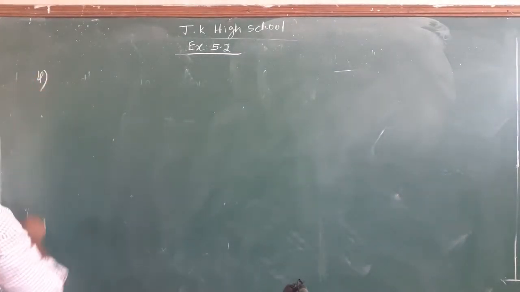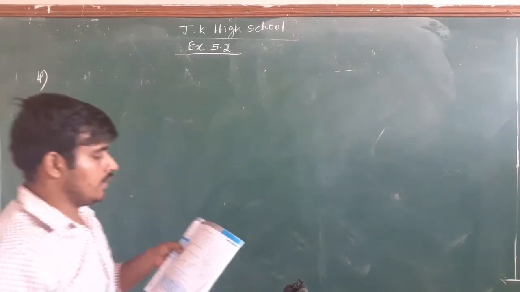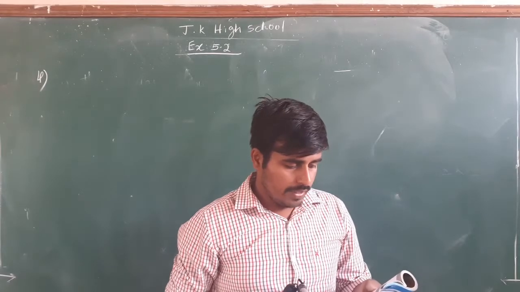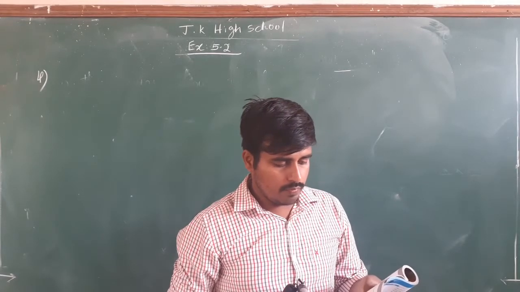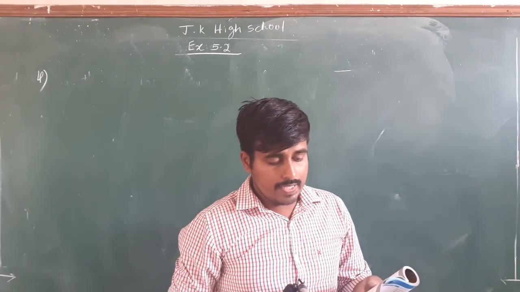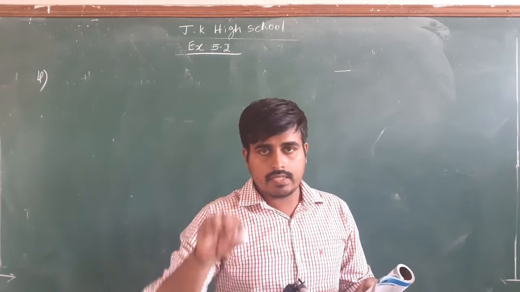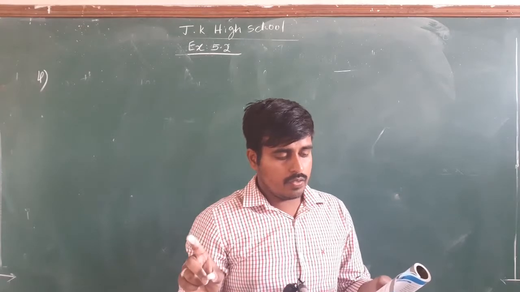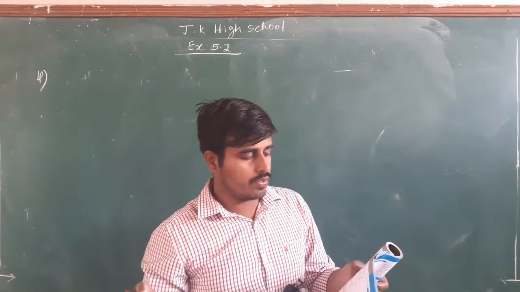Fourth question, find the value of x in each of the following figures. I will just read the question. Find the value of x in each of the following figures if L is parallel to M. That 11-like symbol is known as parallel. They are telling us L is parallel to M.